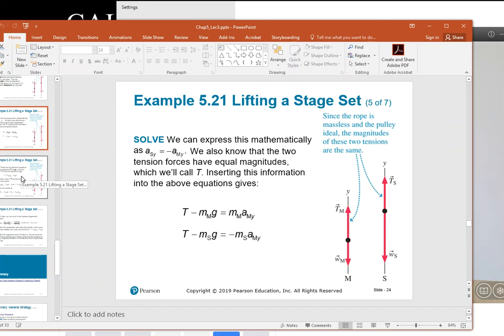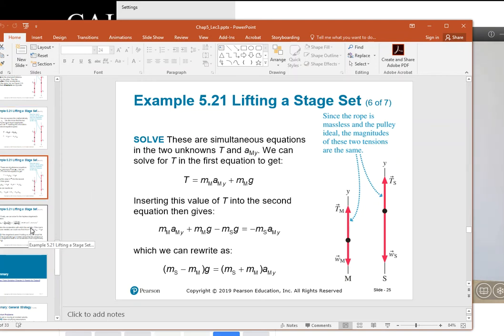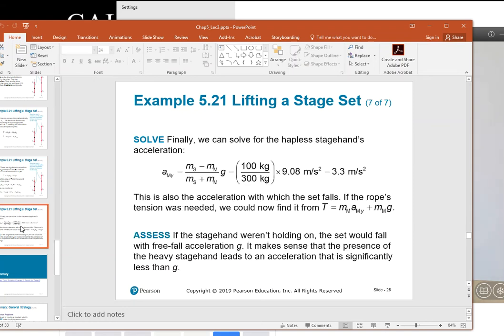So using that, I'd like you to try and see if you can solve those two equations. For example, what they do is solve one of them for T, and then plug it in, and they find that the acceleration is the difference of the masses divided by the sum of the masses times the acceleration due to gravity.